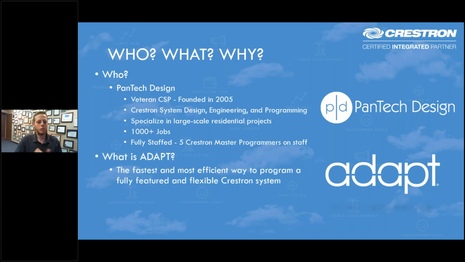And so what we're doing is talking about Adapt. What is Adapt? Well, Adapt is the fastest and most efficient way to program a fully featured Crestron system in the world. We've packed quite a mouthful in this sentence. We already know it's the fastest and most efficient way to program a Crestron system, but I think what's most important here is that it's fully featured, but it's also flexible as well. And that's what our Crestron clients really demand, right? Crestron clients are going to demand this kind of flexibility or customization whenever they want it.